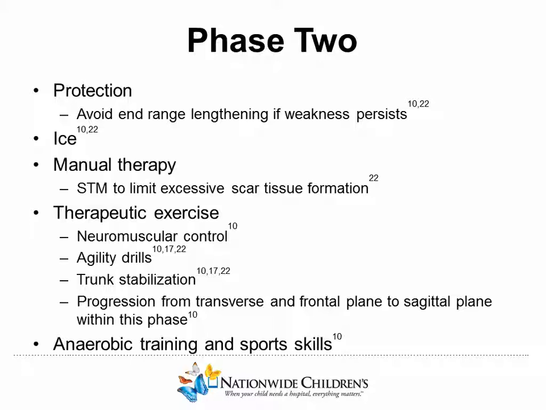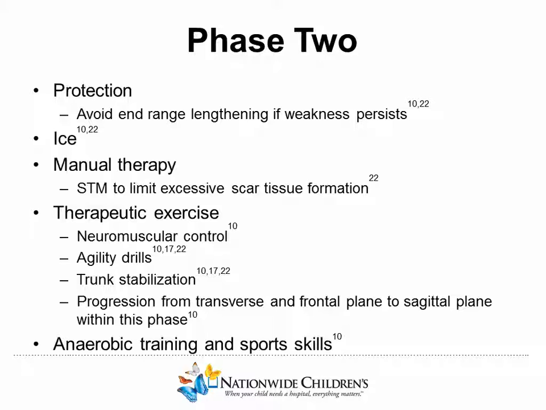If they're able to do all of that, you can move on to the second phase, in which you're still going to want to be avoiding that end range lengthening or stretching, especially if weakness is persisting. Continue to ice as needed. Manual therapy is a good idea to start at this phase. So either that soft tissue massage to try and help prevent scar tissue formation, but also looking at joints above and below the injured area and making sure they have normalized flexibility and joint mobility there.